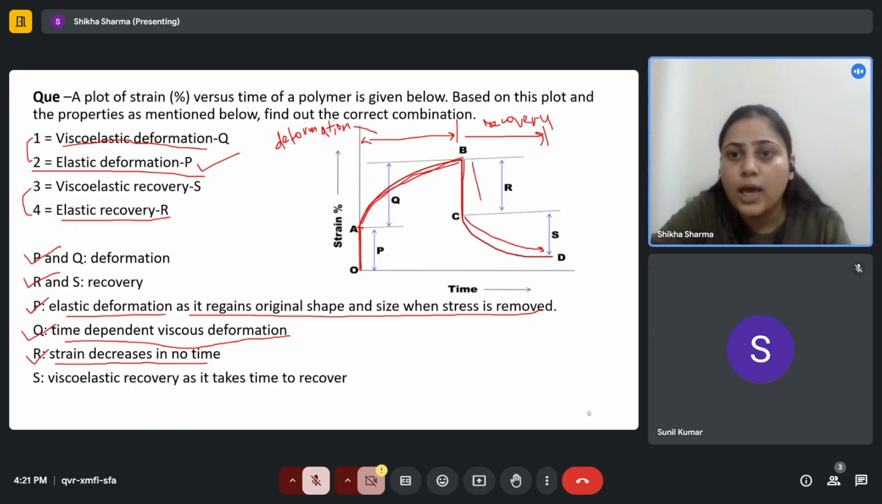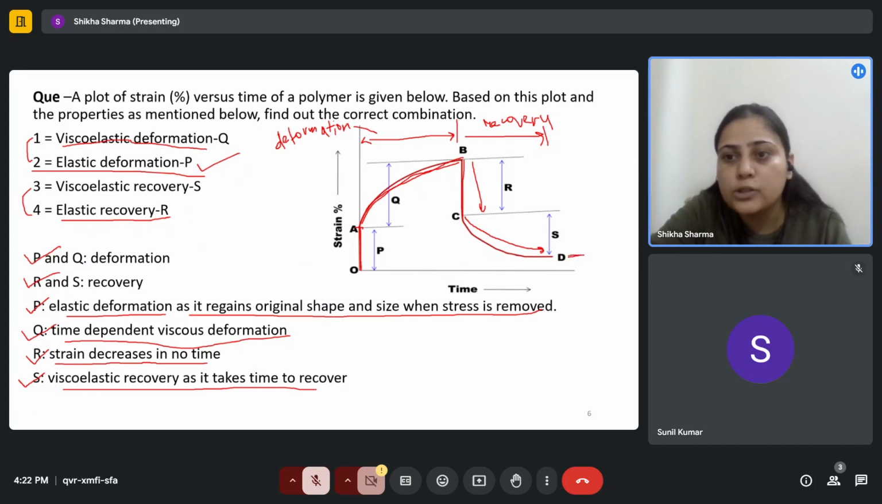So as the stress is removed, the strain is decreasing and the material is trying to come back to the original shape and size. So it is showing the elastic property. And S is showing the viscoelastic recovery, because it is taking time to recover, right? It is taking some time to decrease the strain, and it will not be completely zero.